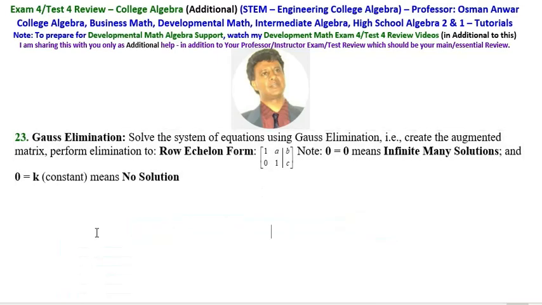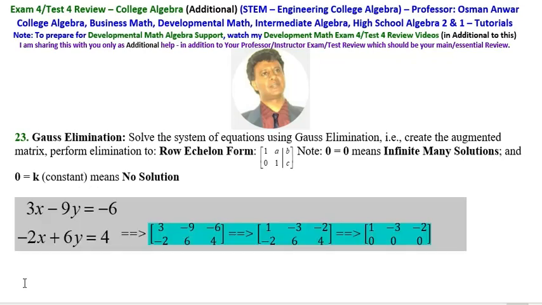Number 23 is another Gauss elimination. Solve the system of equation using Gauss elimination, that is, create the augmented matrix, perform elimination to row echelon form, that is 1 in the diagonal, 0 below the diagonal, and A above the diagonal, and the result is B, C. Note 0 equals 0 means infinitely many solution, and 0 equals K constant means no solution.